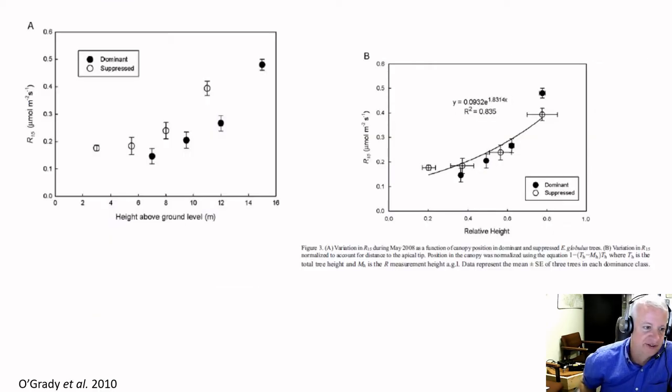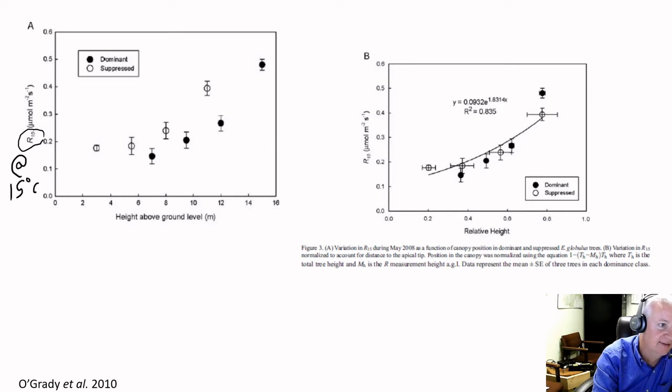I have a number of figures from O'Grady et al. 2010 in this lecture because their paper on foliage respiration in eucalyptus is just really good and demonstrates a number of the concepts that I like to talk about. So these are some more figures from that paper. In this case, showing R15, so this is respiration rate normalized to 15 degrees C, so measured at 15 degrees C, relative to height above ground for both dominant and suppressed trees.